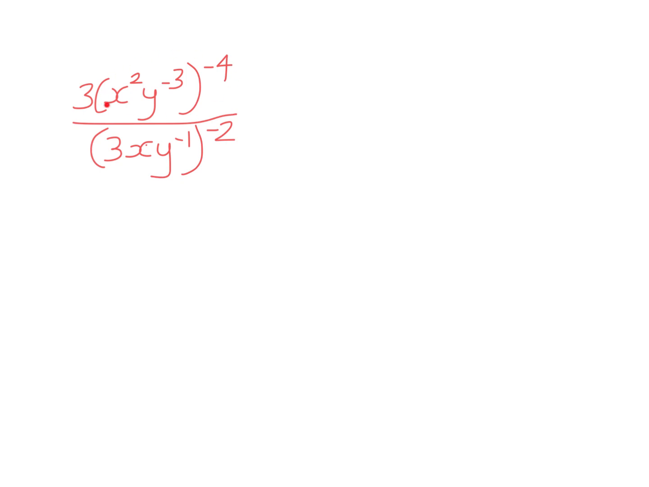So let's first look at the top. So the 3 is outside the brackets. It's not being raised to the power of negative 4. So what I'm going to do is leave the 3 alone. So we remember to do something like this, we're going to keep the same base and multiply the powers. So 2 times negative 4 actually gives us negative 8. Now, y to the power of negative 3 to the power of negative 4. We're going to keep the same base and multiply the powers. Negative 3 times negative 4 is positive 12.